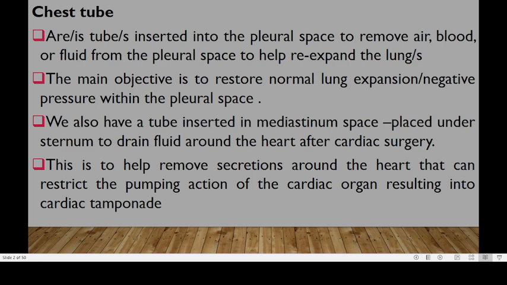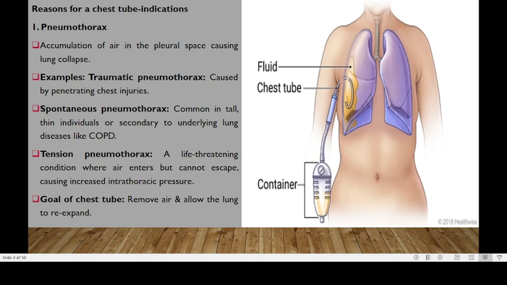We also have a tube that can be inserted in the mediastinum space, and this one is normally placed under the sternum, that is the breastbone, to drain fluid around the heart after cardiac surgery. So this one can also be counted as one of the chest tubes. The process of chest tube insertion normally helps remove secretions around the heart, and if these secretions are left around the heart, they can restrict the pumping action of the cardiac organ, and this can result in an emergency, the cardiac tamponade.